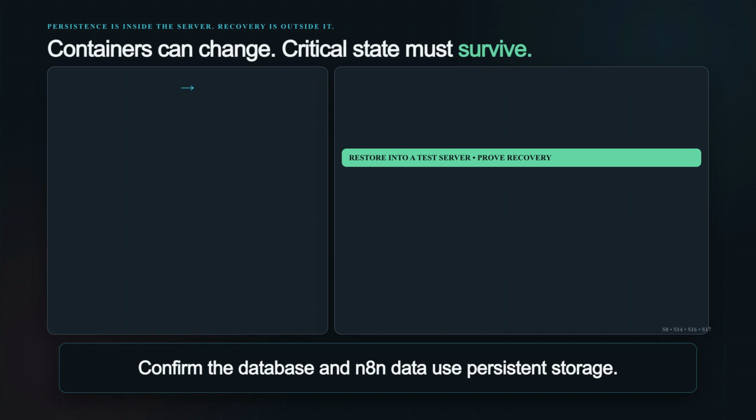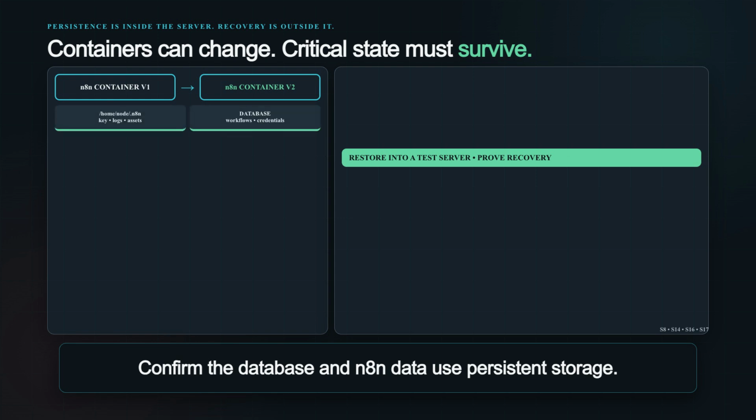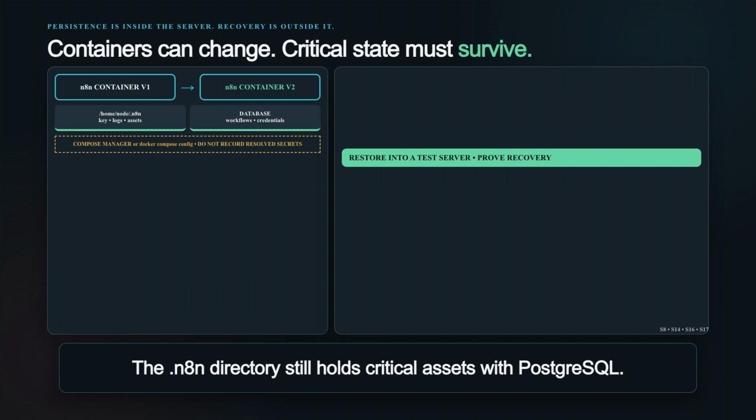Now prove the data survives the container. In Compose Manager, or with Docker Compose config from the active project, confirm that n8n data and the database use named volumes or bind mounts. Do not print the result file on camera because it can contain secrets. The /home/node/.n8n directory must persist even with PostgreSQL. It holds the encryption key, logs, and other assets.